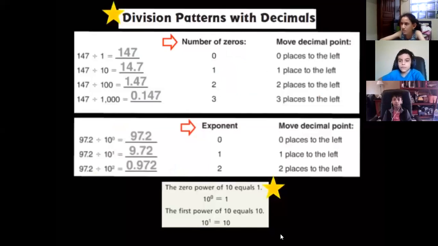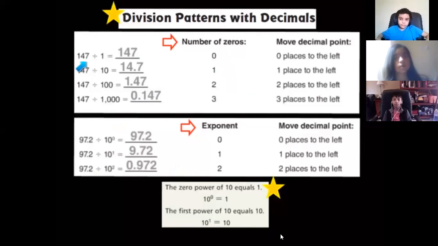In this first section, we're going to talk about patterns based on the number of zeros in our divisor. So what I noticed first is this. In the first problem, we have 147 being divided by 1. Well, I know that in a 1, there are 0 zeros. So that means my number is going to stay the same. So 147 divided by 1 is still going to be 147.